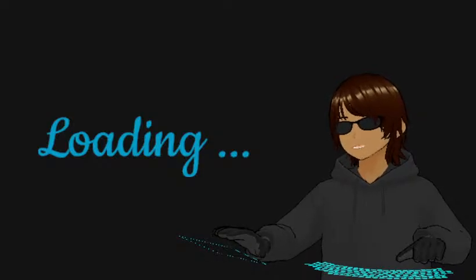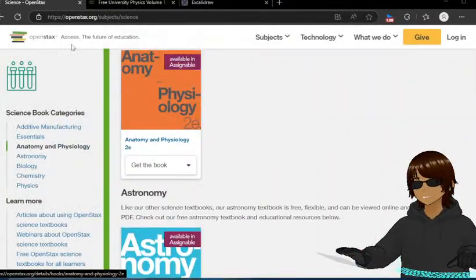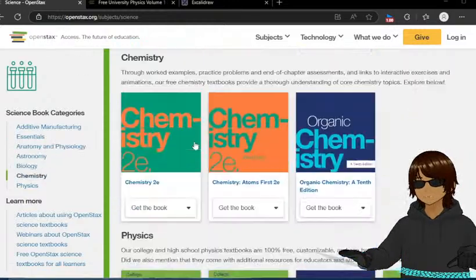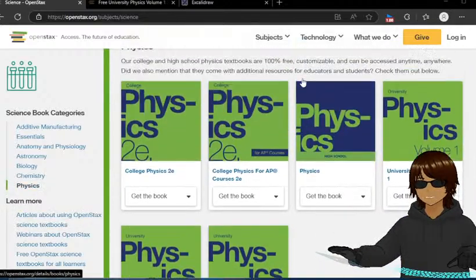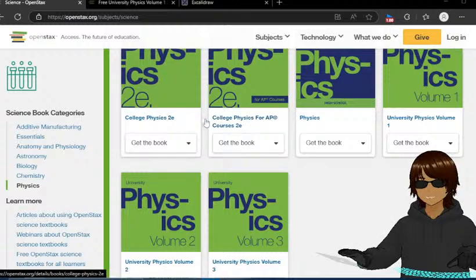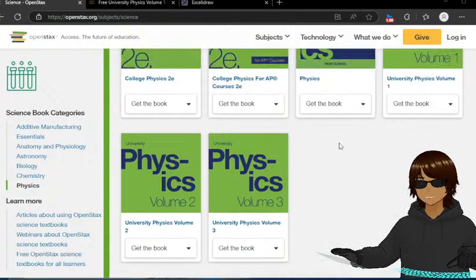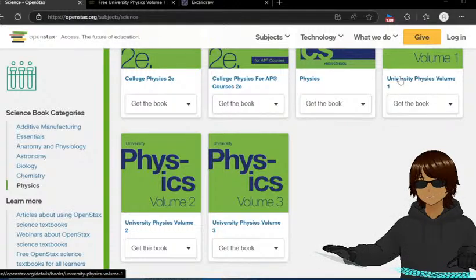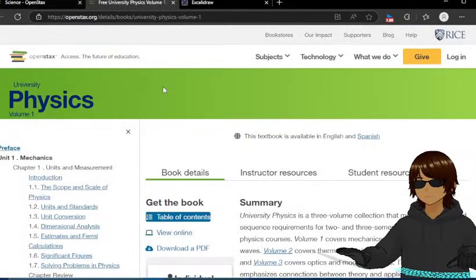Okay, so I'm changing to full screen right about now. The website I'm using is OpenStax. They give these free books, so I'll be reading them. I really wanted to learn physics. They have these different physics books: college physics, high school physics, university physics volume 1. I'm assuming these three will be the most detailed. So I'm reading university physics volume 1.